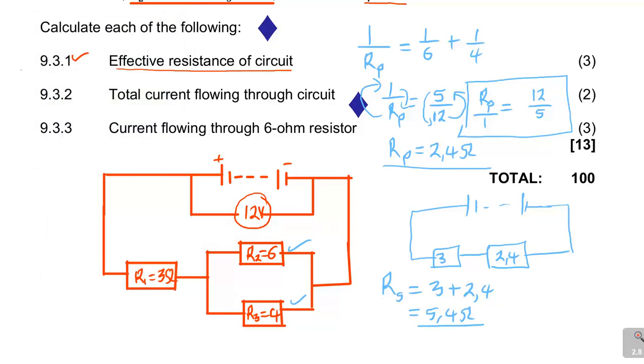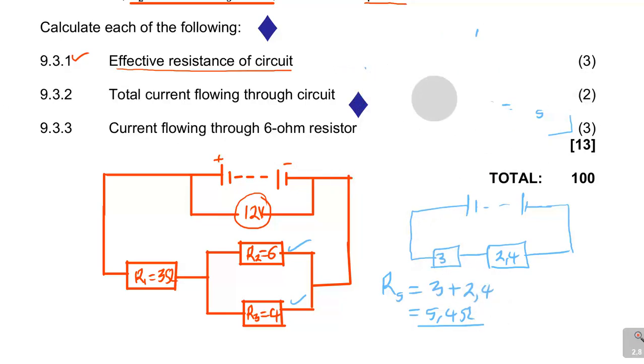And then we can come here. I hope you saw how I worked that. So I'm going to erase here so that I can write it in front of this. So effective resistance is equal to 5,4 ohms.